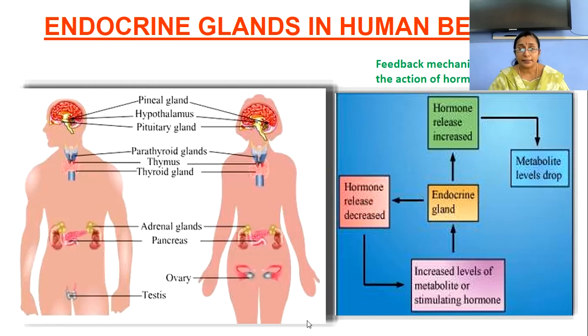In the same way, if some hormone is in excess in the blood, this will stimulate the hypothalamus, which will stimulate the pituitary, and the pituitary gland will ask the particular endocrine gland to stop producing the hormone. So in this way, a feedback mechanism is regulating the action of the hormones at all times. So children, this is all about control and coordination. Hope you have understood.